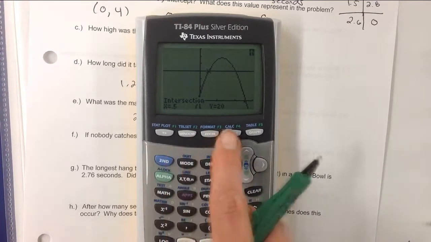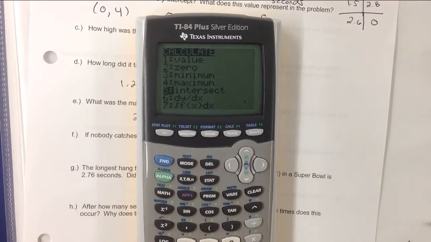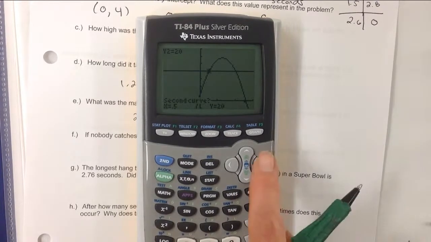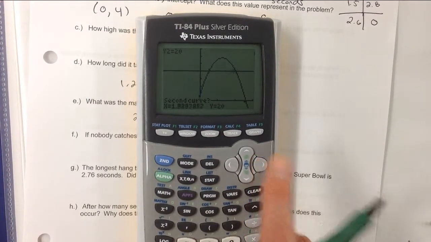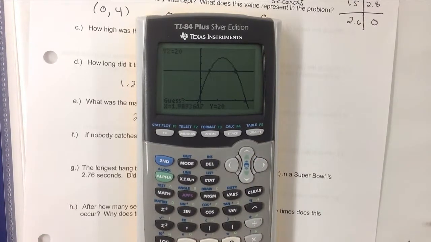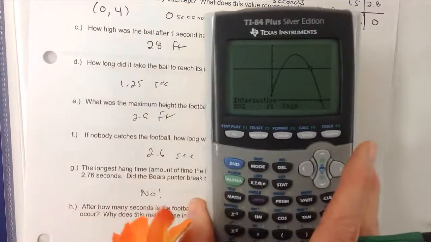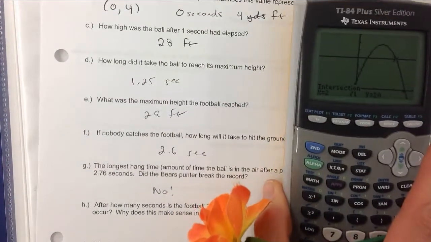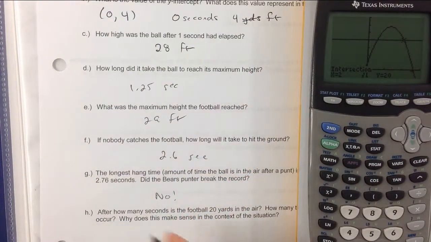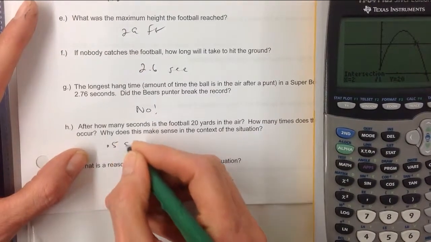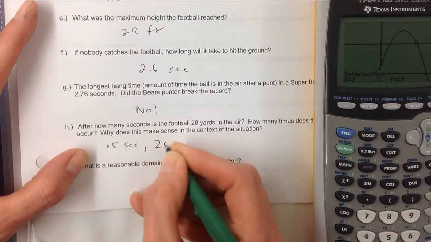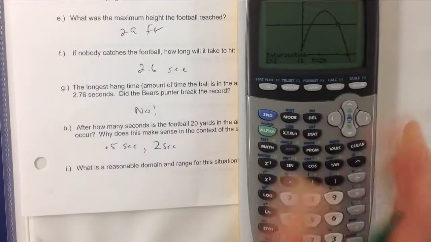And second trace, intersect again. Enter, enter. But this time make sure you move your cursor over to the other intersection point. Enter, enter, 2 seconds. So 0.5 seconds and 2 seconds. Why does this make sense?